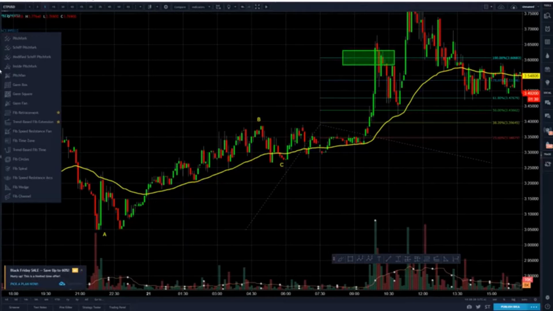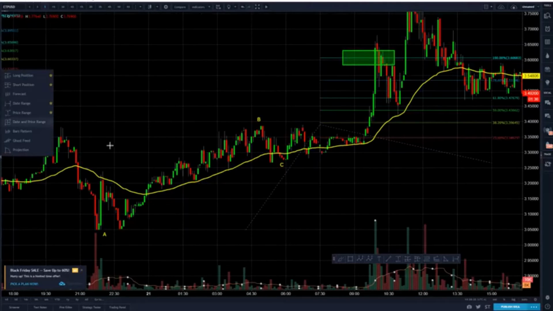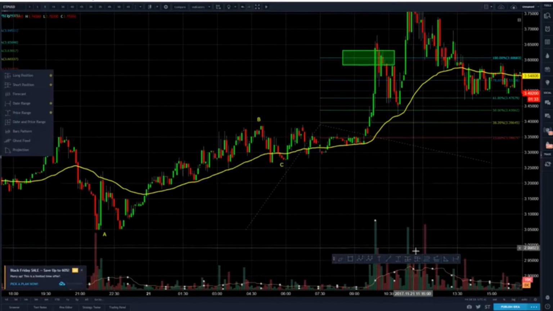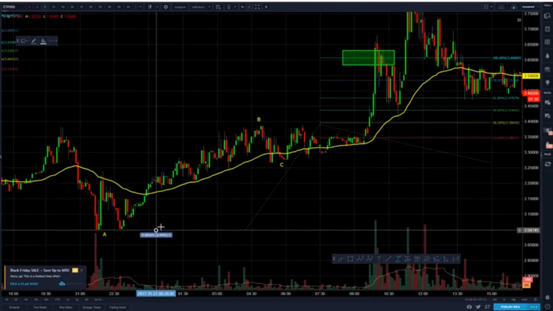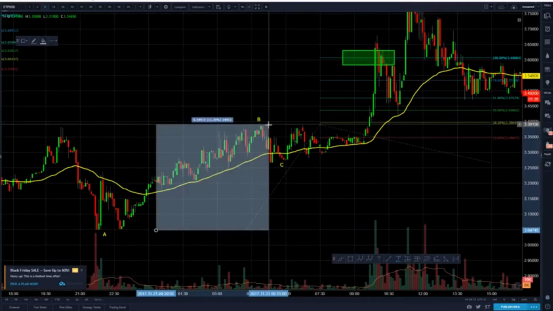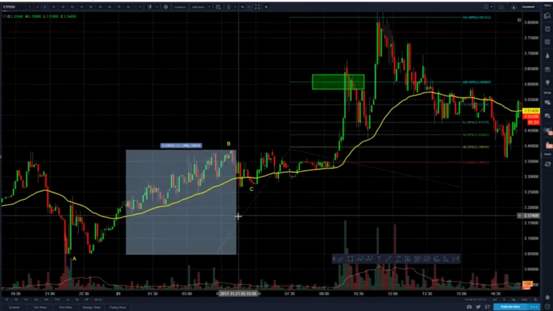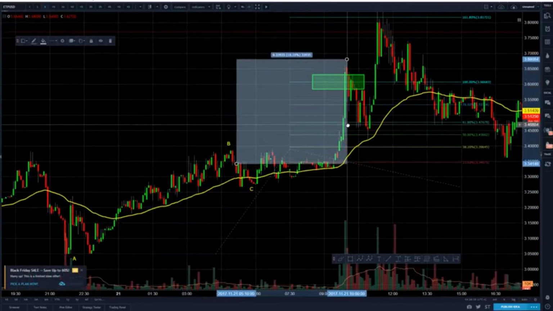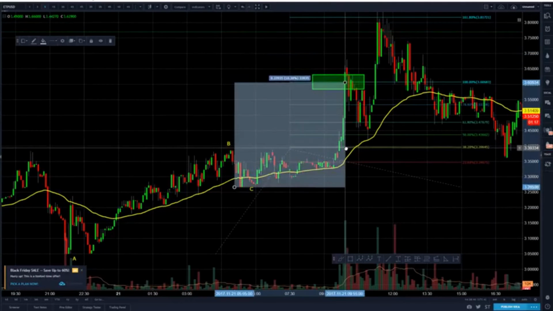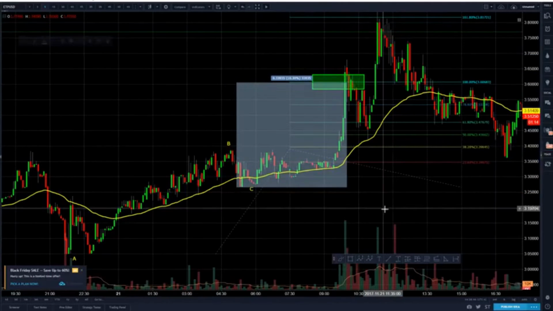I don't remember where it is. Price range, right around there. I hotkey mine right here. I just want to show you where it is. So I click on price range here, and I make a box from the beginning to where wave B ended, and I will use this right here as my target. So I will move it right from here, actually. For example, if you see this right there, just put it to the bottom.